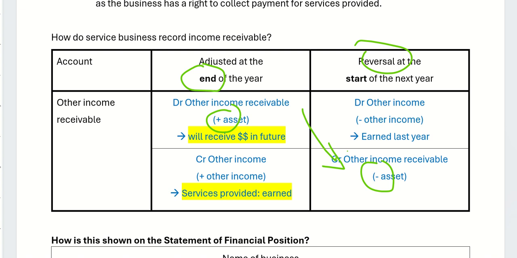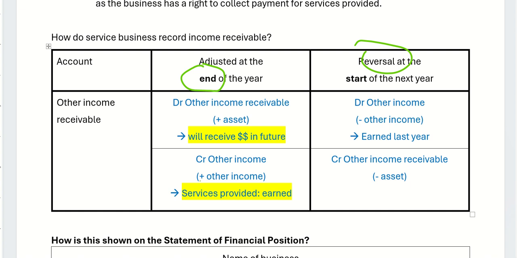Because in the new year, you will actually receive the money. So there will be no more receivable anymore. You will receive the money. That is last year, but this year you will receive it. So no more income receivable.